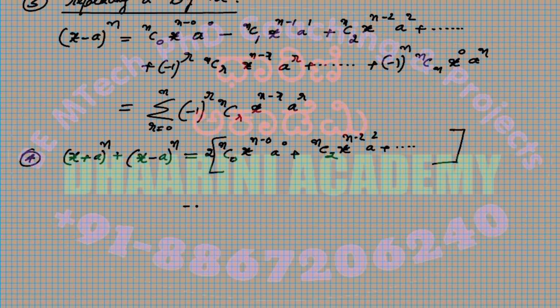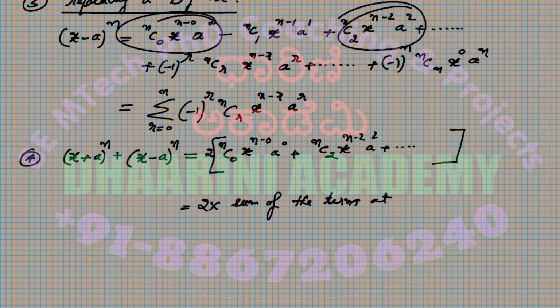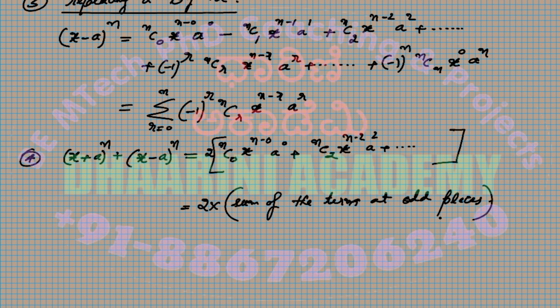So the point here is that this is 2 times the sum of the terms at, right? You see the first position, this number is there, right? And so on. So they are odd indexed terms. They're positioned at odd places. Okay. So sum of the terms at odd places. Right. So 2 times this is the answer when you add the two terms.